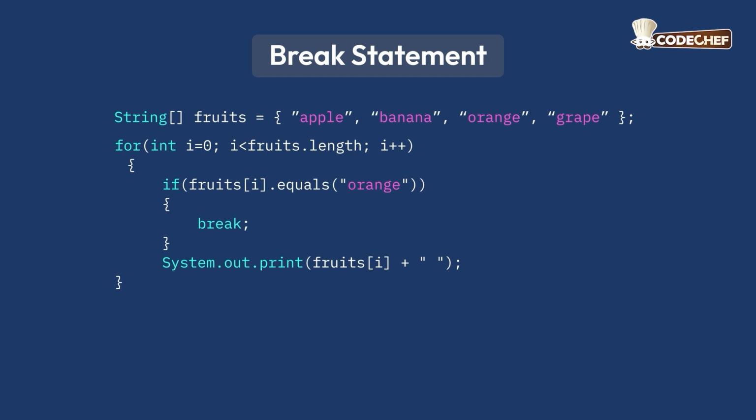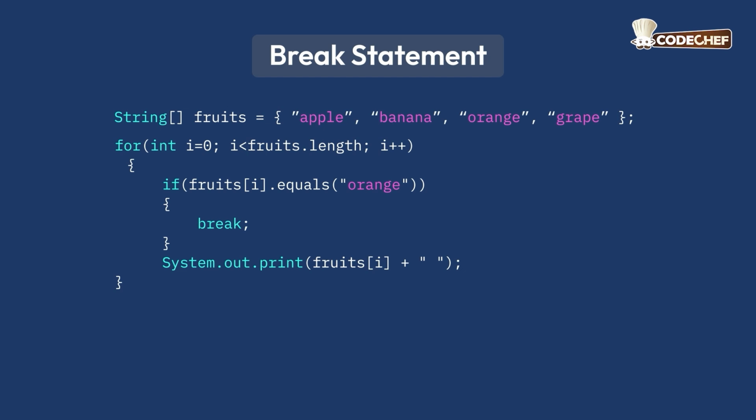We have an array called fruits with the following elements: apple, banana, orange, grapes. The for loop iterates over each element in the array. Inside the loop, there is an if statement that checks if the current element is orange. If it is, the break statement is executed, which immediately exits the loop.